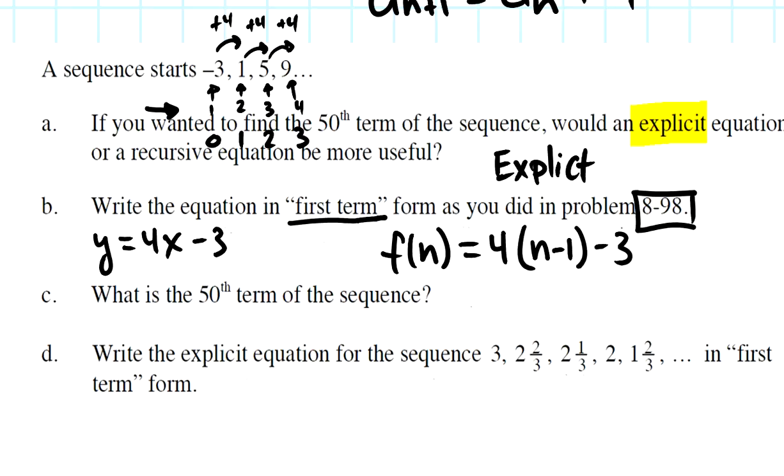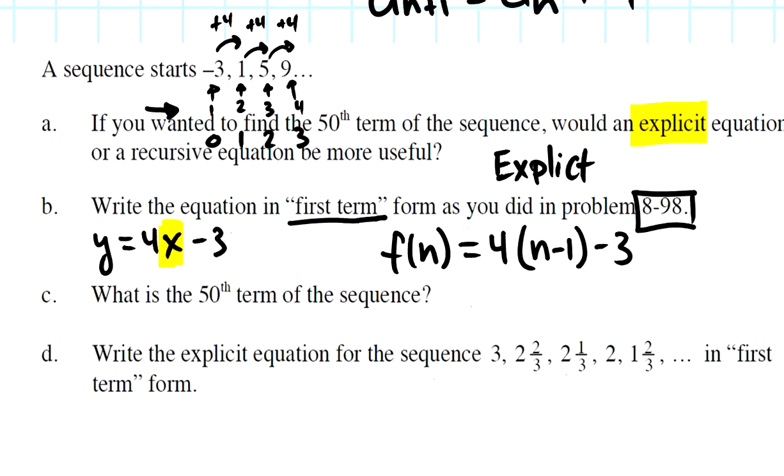If you look at it, the only thing that's different here is before we were just writing an x. Now we've replaced that x with n minus 1. It's a very subtle, small change, but that's the only thing that's different between them, other than the fact I'm using function notation instead of y equals.